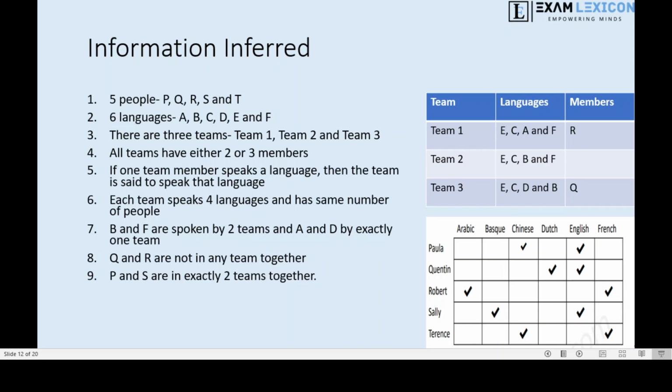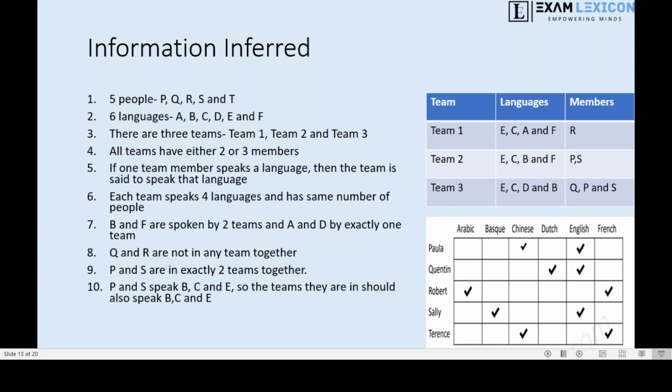Okay, so if we look at point 9, P and S are in exactly 2 teams together, we can easily infer that P and S speak B, C and E, which we can see from the chart. So they will be in teams which also speak B, C and E. So if we look at the table as of now, we can see that team 2 and team 3 speak all the 3 languages, whereas team 1 does not speak B. So we can add P and S in the members column for both the teams.